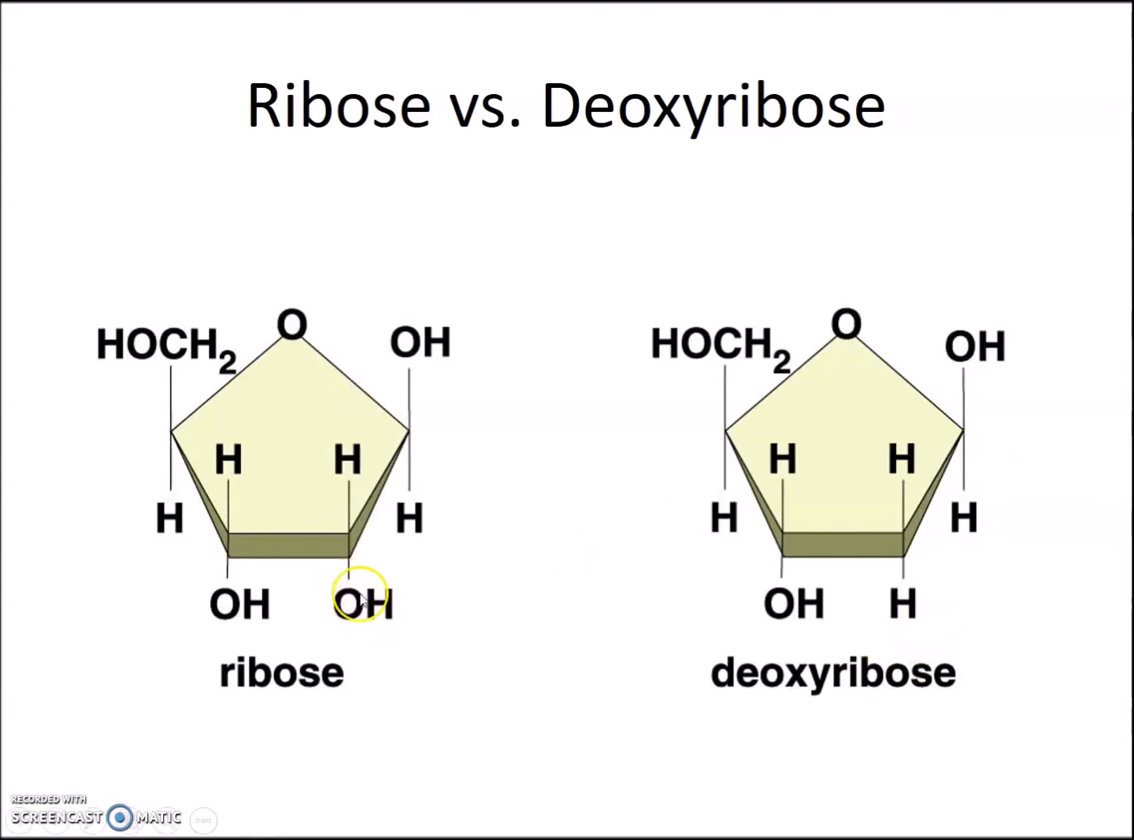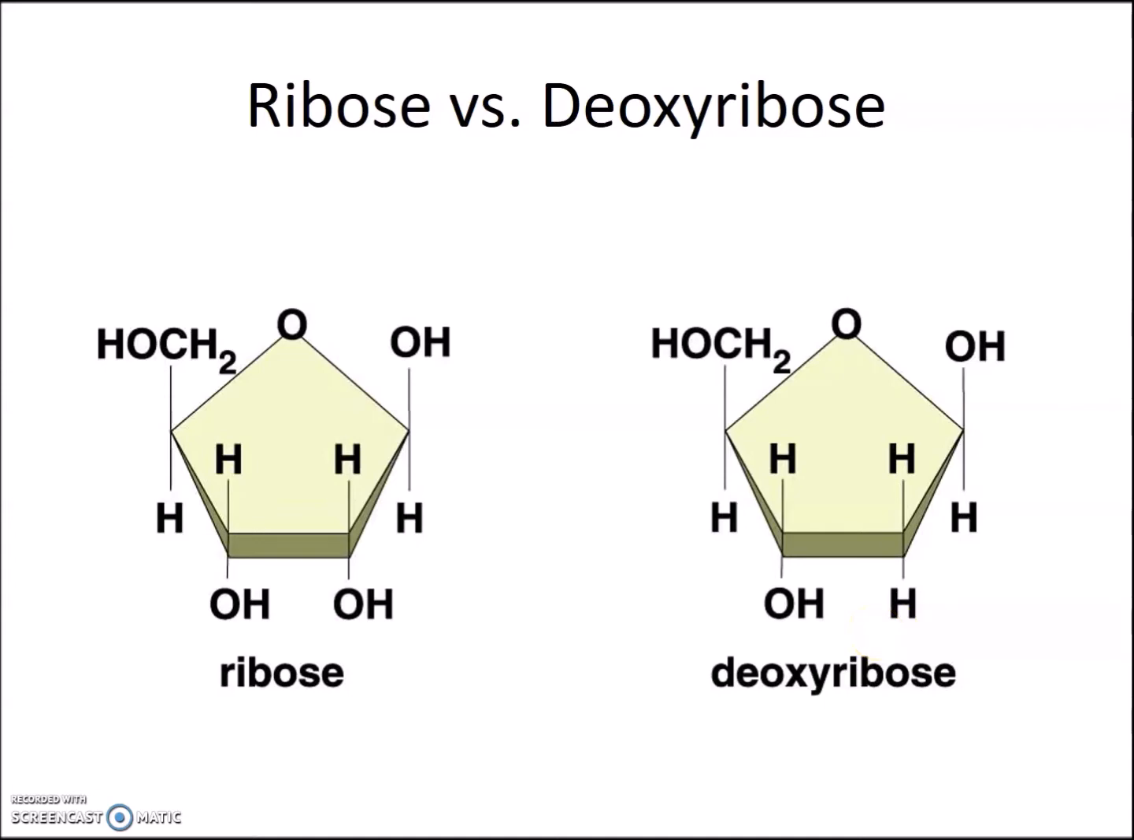In ribose sugar, there's an oxygen here at this bonding position. In deoxyribose sugar, there's no oxygen there. That's the only difference. Other than that, they're exactly structurally identical. So RNA and DNA, gee whiz, they're very, very closely related molecules.